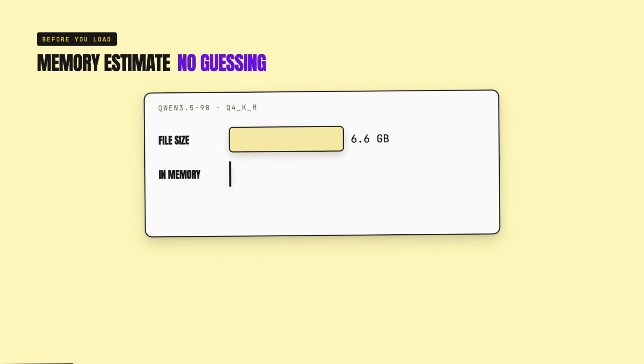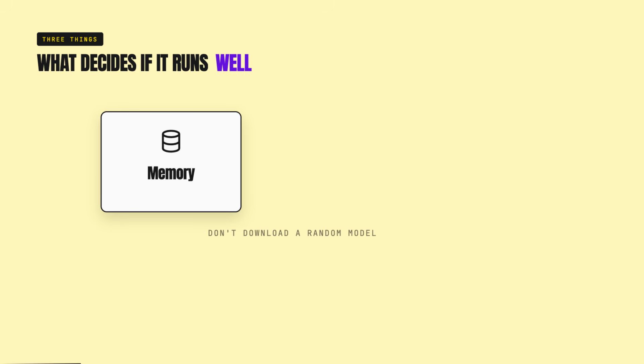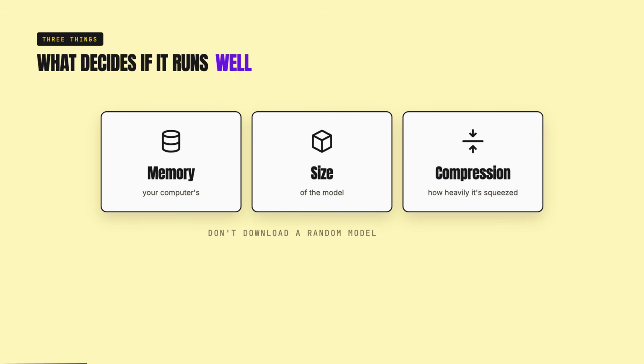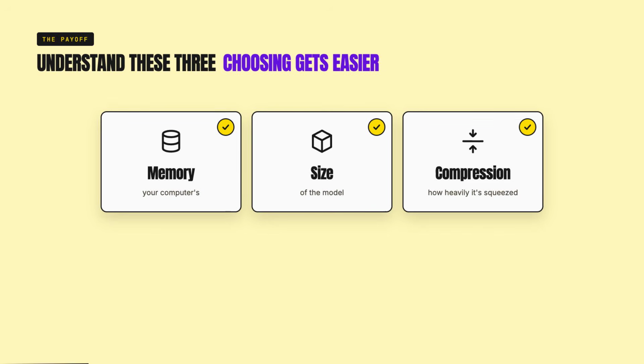LM Studio can even estimate how much memory a model will need before you load it, which will save you a lot of guessing. But don't download a random model yet, because whether it runs well depends on three things: your computer's memory, the size of the model, and how heavily that model has been compressed. Once you understand those three things, choosing a local model becomes much easier.